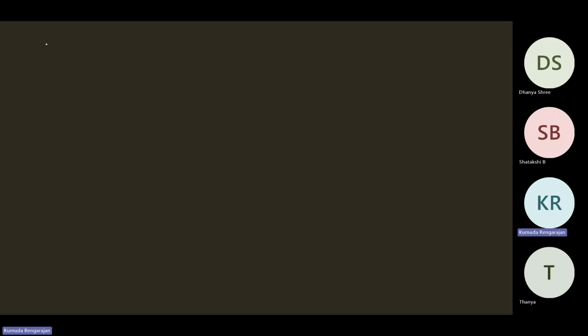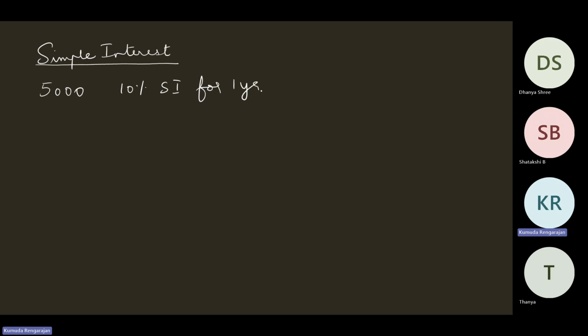Okay, this is another topic. If you keep a sum of money in the bank, say you have saved 5,000 rupees, and you want to keep this money in the bank, which gives you 10% simple interest for 1 year, meaning 10% simple interest per annum.